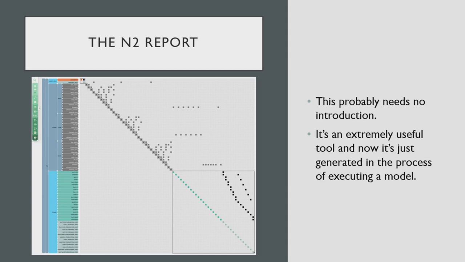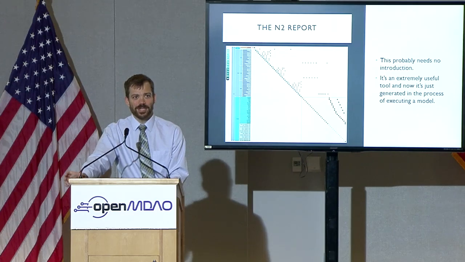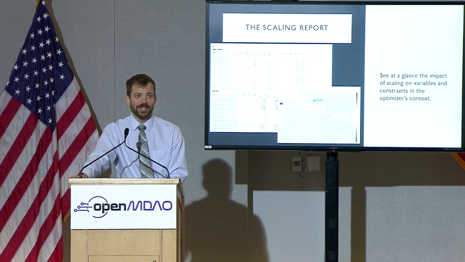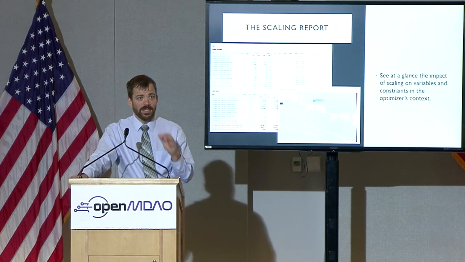So this one probably needs no introduction, but everybody praises it, so I thought I'd throw it in here. The N2 diagram is just a really good way of visualizing your model and trying to see, hey, is something not connected the way I think it should be connected? And so these are all, like I said, this just comes with the fact that you call run model now, you automatically get an N2 report.